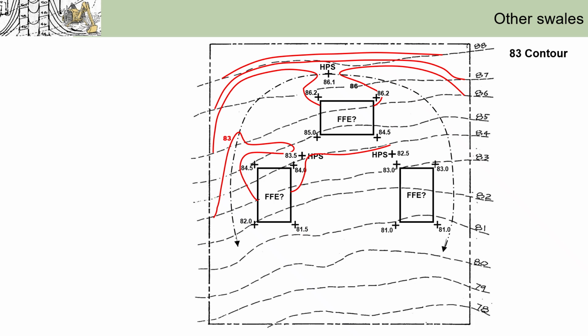Then we find out that this corner here of the building is 84.5, which is above 84, so there should be another small 84 contour here. Now we finish the 83 contour on the right for the big swale.